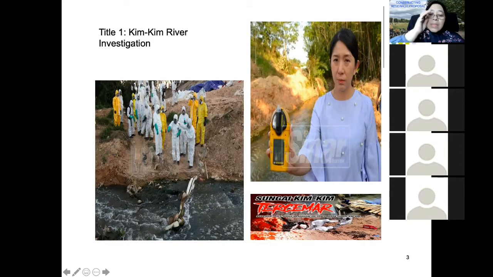So the issue is to identify who has done it, which company, which industry, who has dumped the chemicals. So it is a real problem faced by us. And in fact, it's going to happen again in future. So the problem with this is to identify who's the culprit, which company actually dumped the chemicals in the river.